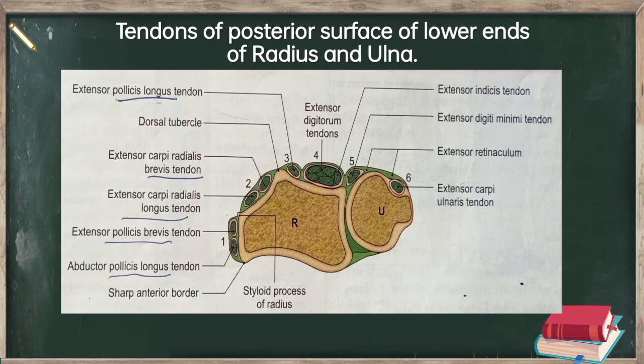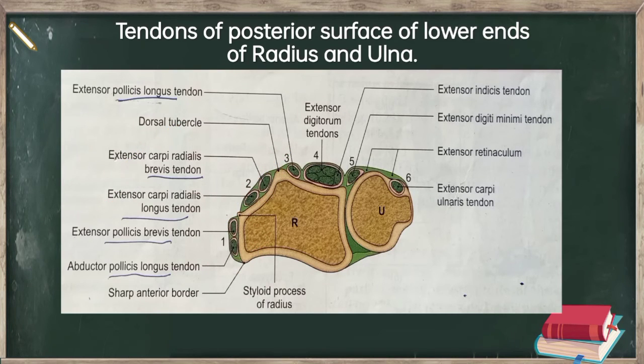Then the second groove, this was the first groove. Now the second groove between styloid process and dorsal tubercle gives way to extensor carpi radialis longus and extensor carpi radialis brevis. These two. So this is the first groove, this is the second groove.